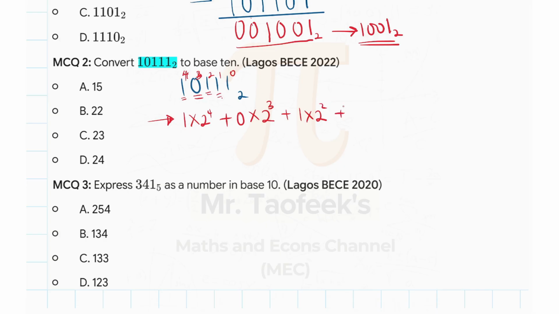Plus the next digit, 1 times the base, 1 times 2, and the power here is 1, so this is raised to the power 1. Plus 1 times the base, and the power here is 0, so this is raised to the power 0. Easy, right? Okay.